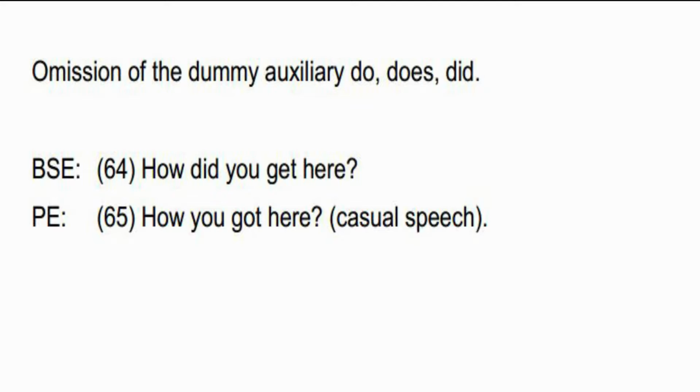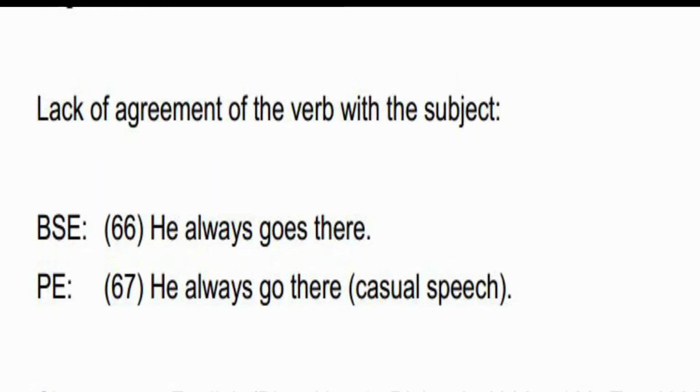There is another difference. Omission of the dummy do, the auxiliary verb do, does and did. How did you get there? Standard English. Pakistani English, how you got there? The omission of did. Another one is lack of agreement of verb with the subject. He always goes there. Standard English. Pakistani English, he always go there.